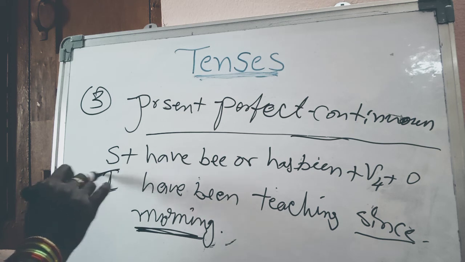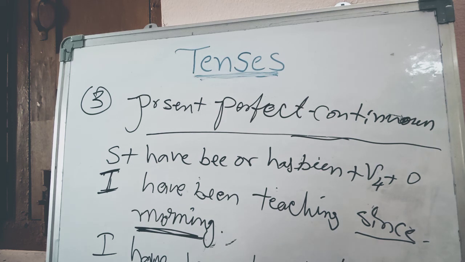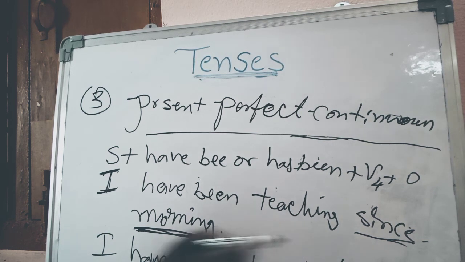And I want to teach only for 2 hours. I have started at 8 o'clock and I will complete at 10 o'clock. What should I say? I have been teaching for 2 hours. When we use a point of time, we have to say since. When we use a period of time, we have to use for. I have been teaching since morning. I have been teaching for 2 or 3 hours.